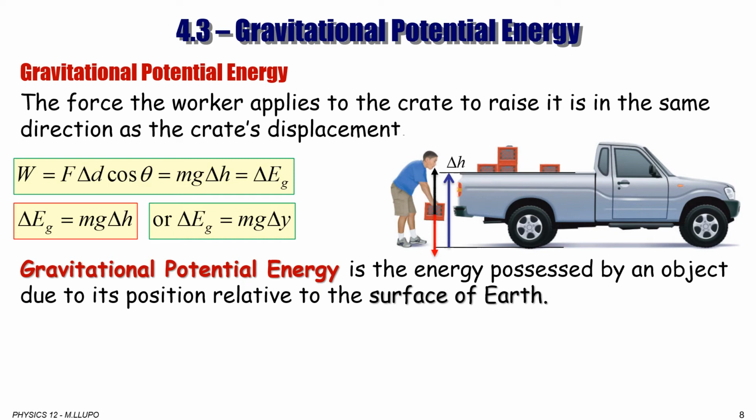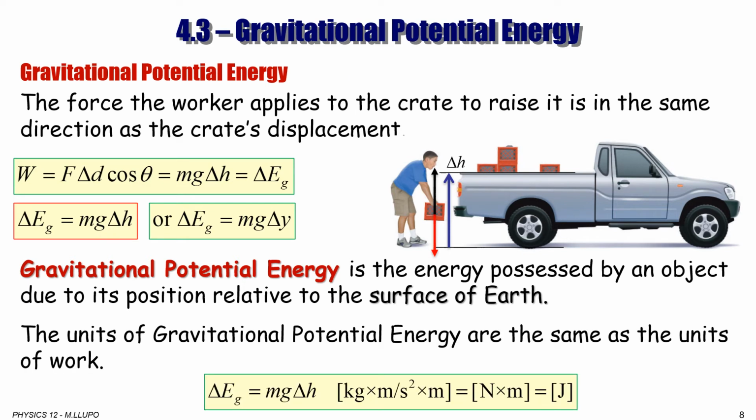Now you see that from the formula though. The higher the gravitational potential energy, it means the higher the mass, the higher the height, because g at the same location is constant, so it depends on mass, gravitational acceleration, and height.